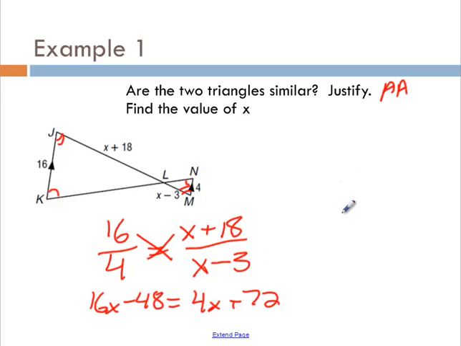Okay, so when I start solving, I subtract the 4x, I get 12x equals, and when I add 48 to both sides, I get 120. So x is 10. So even though it doesn't ask, if I had to plug it back in, this side here is 28, and this side here is 7.